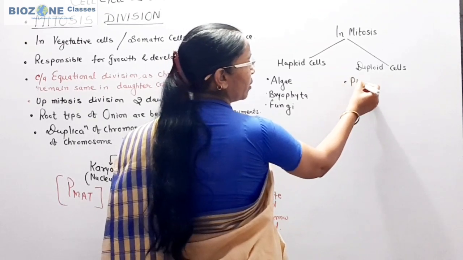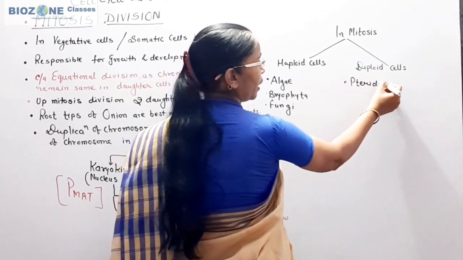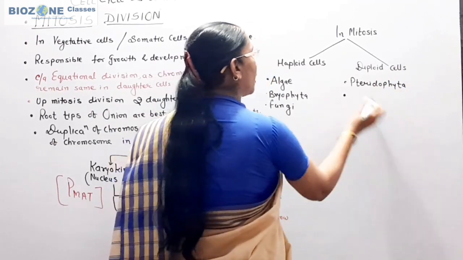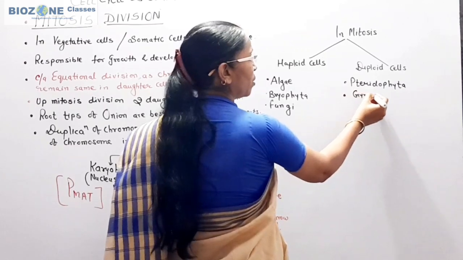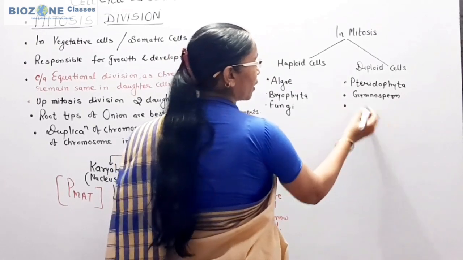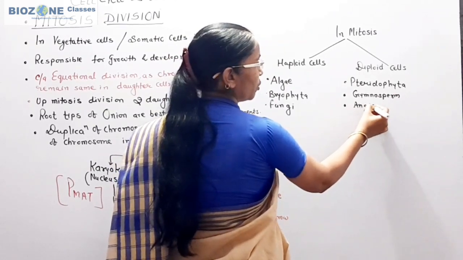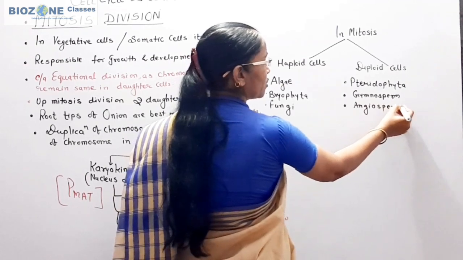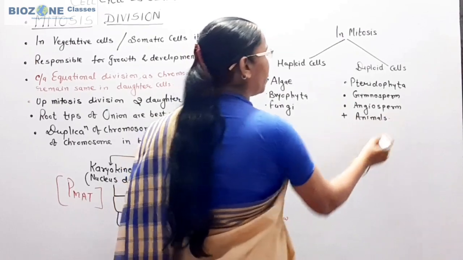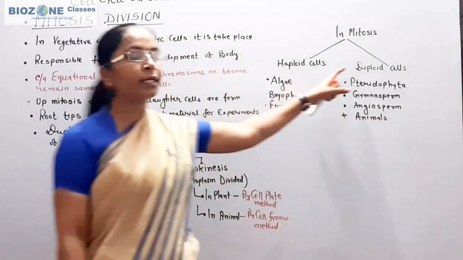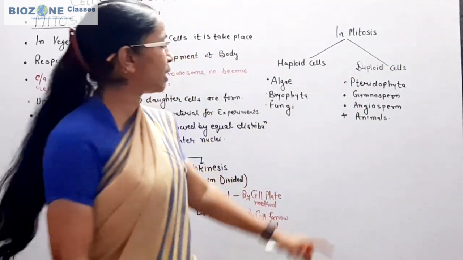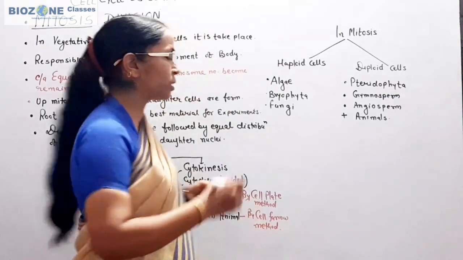Diploid cells you remember, the diploid plant body present in pteridophyta, that is commonly called sporophyte. After pteridophyta आप study कर रहे हैं gymnosperm, angiosperms, as well as animalia kingdom you remember, or animals. So in angiosperm as well as in animalia or in animals simply you remember, including human too, diploid cells are present in body. So during the growth and development, diploid cells undergo mitosis.